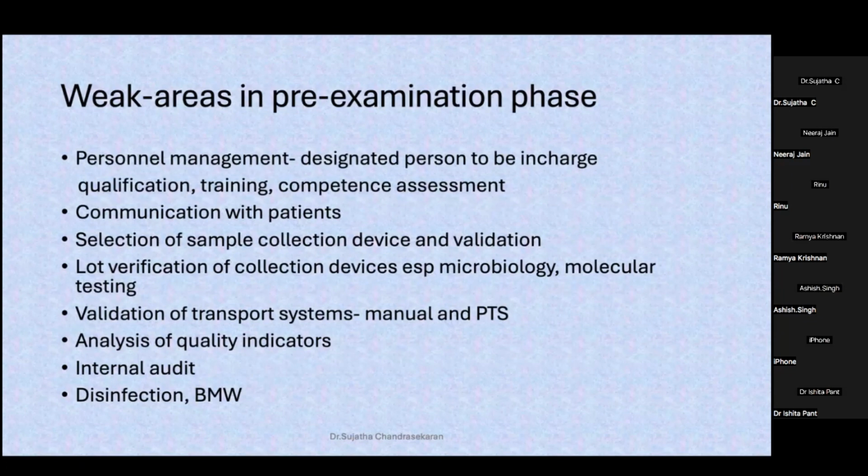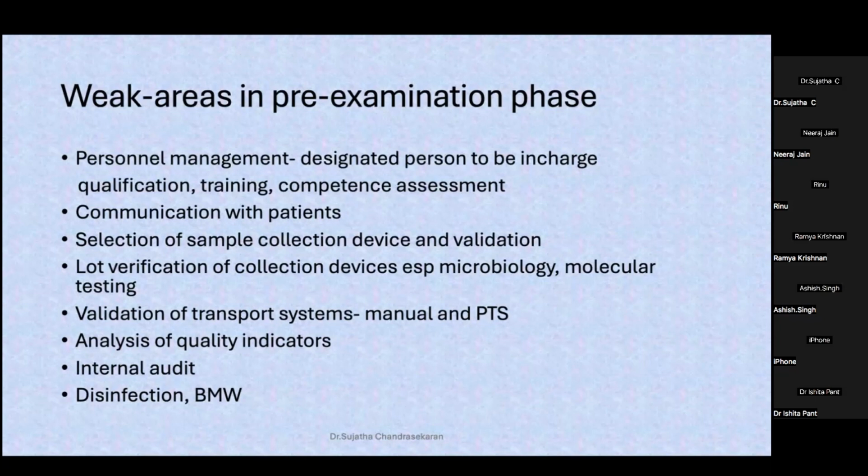Then selection of the sample collection device. As I said, I'm yet to see a validation for a collection device. Why a lab chose a particular brand of tube for its collection? Never justified. Then the lot verification for collection devices for molecular and microbiology is never there. So suppose the sample gets contaminated, you don't know whether the swab was contaminated, and the contamination originated in the testing area, or it was already a contaminated swab that was being used. So troubleshooting becomes absolutely impossible, and the precious sample is wasted.